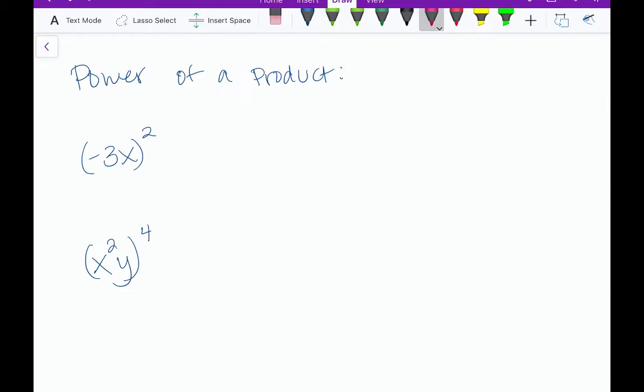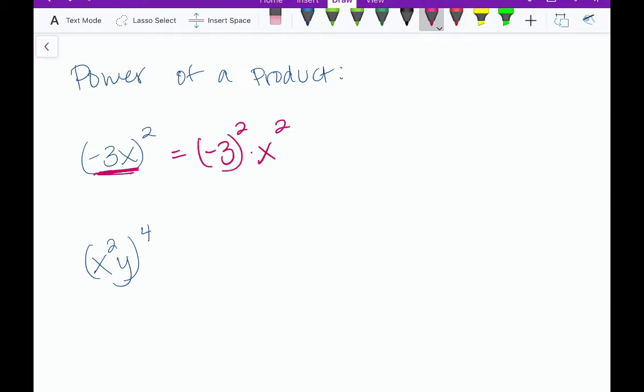Our last rule is power of a product. So this is a product, negative 3x, that's being multiplied, is being raised to the 2nd power. So when this happens, we've got to make sure that every part of the product gets raised to the 2nd power. This is especially important when we have variables. So this is the same as negative 3 squared times x squared.